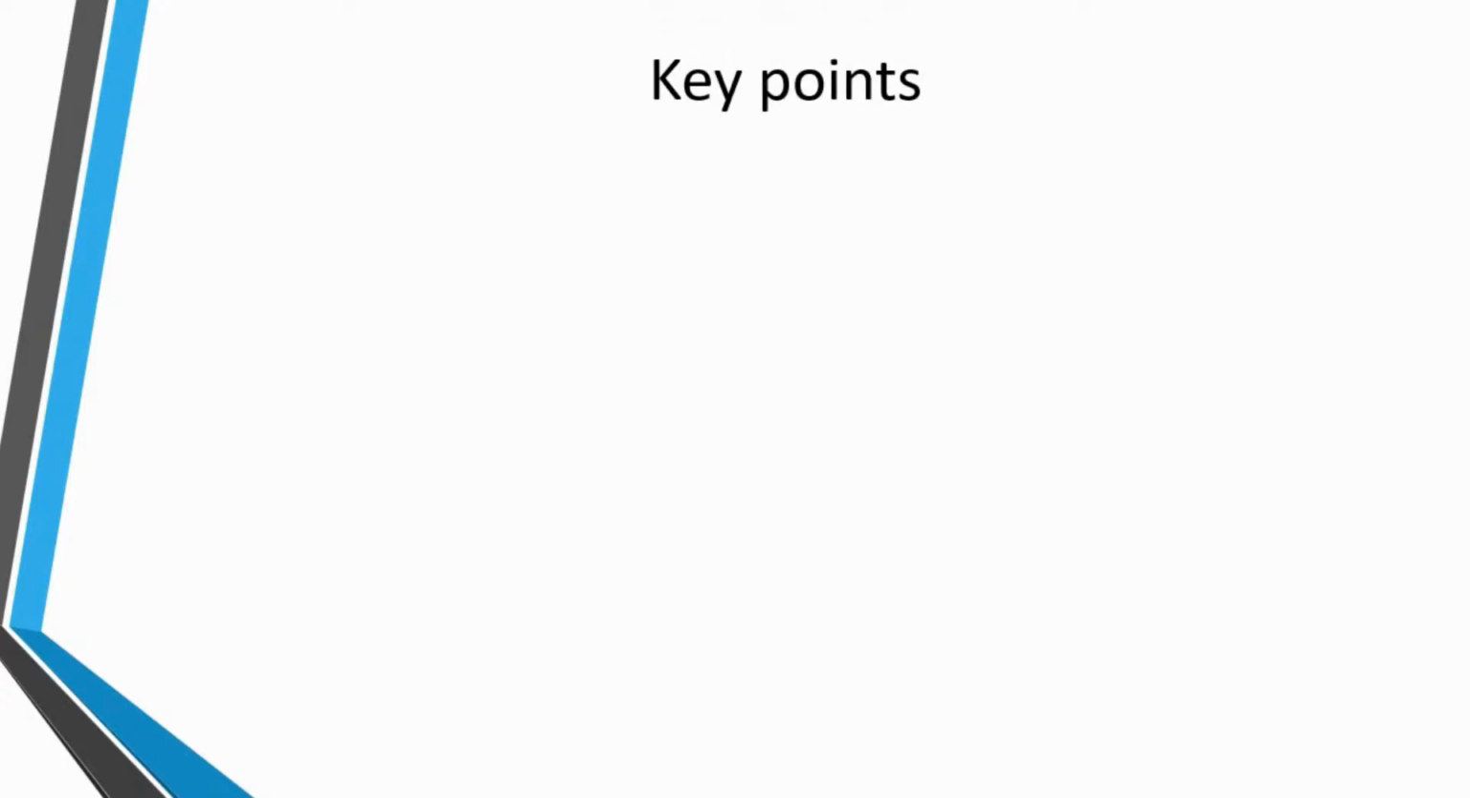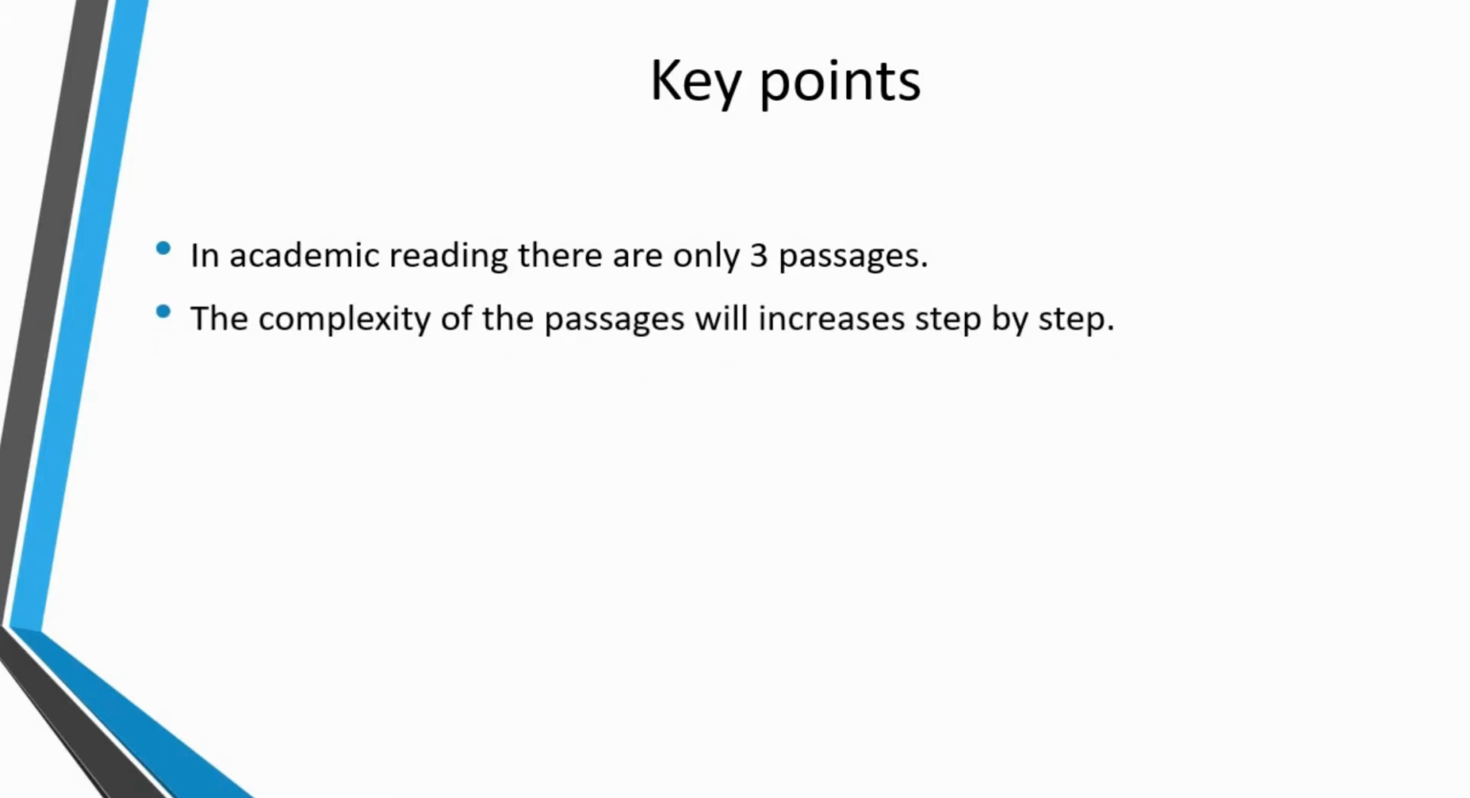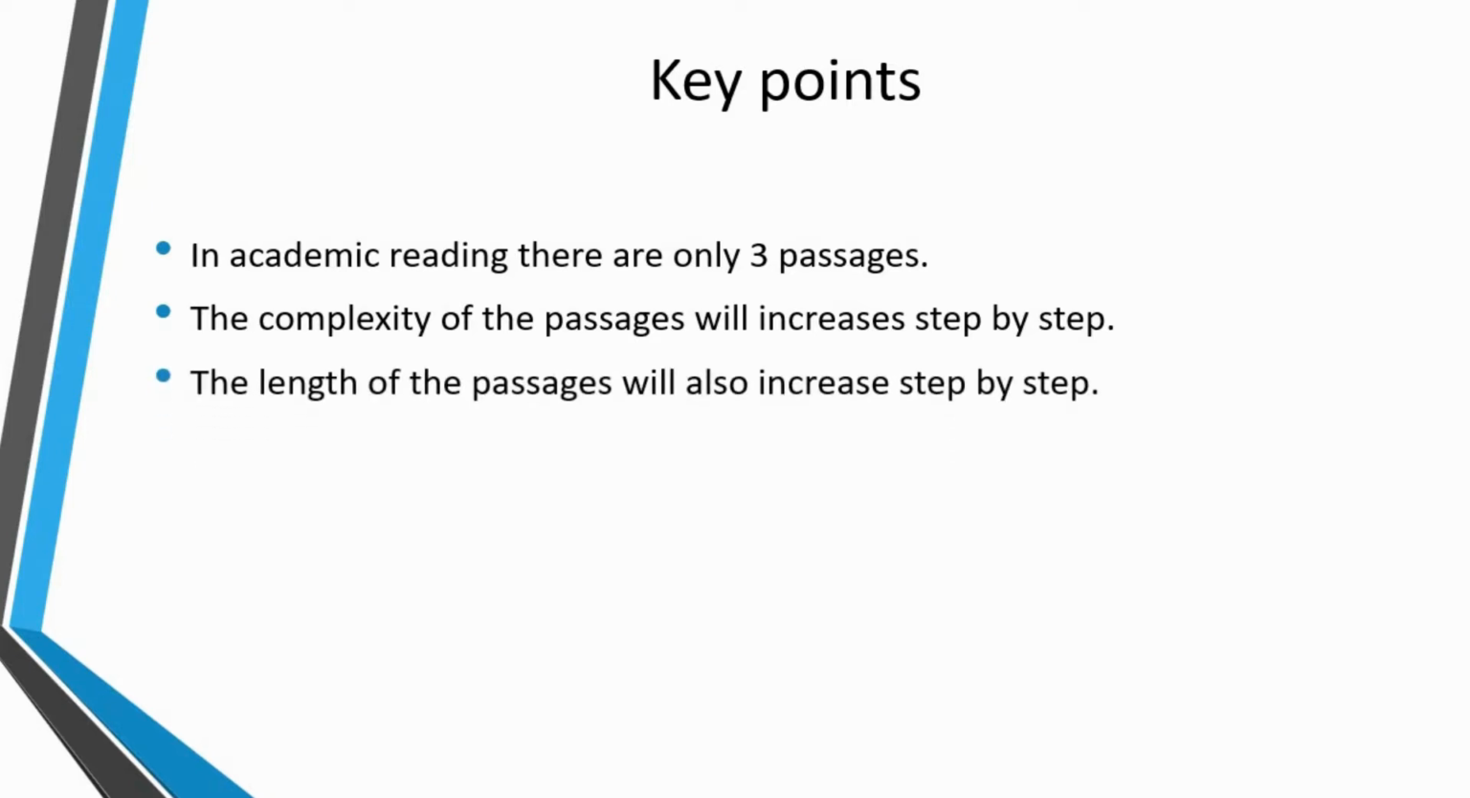Let's look at some key points. As everyone knows, there will be 3 sections or passages in the academic reading exam. Now the complexity of the passages will increase from section 1 to section 3. That means the first passage will be the easiest and the last passage will be the toughest. In addition to this, the length of the passage will also increase step by step. So you should have good reading speed to attempt all the 40 questions in the time span of 1 hour, along with writing down the answers in the answer sheet.